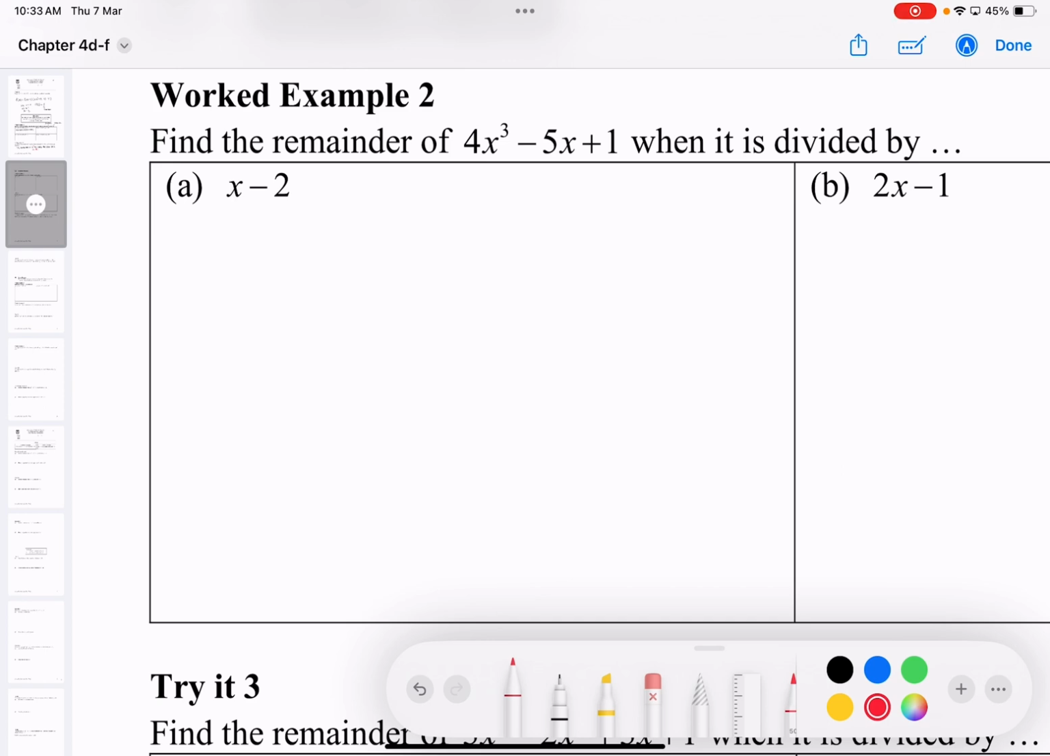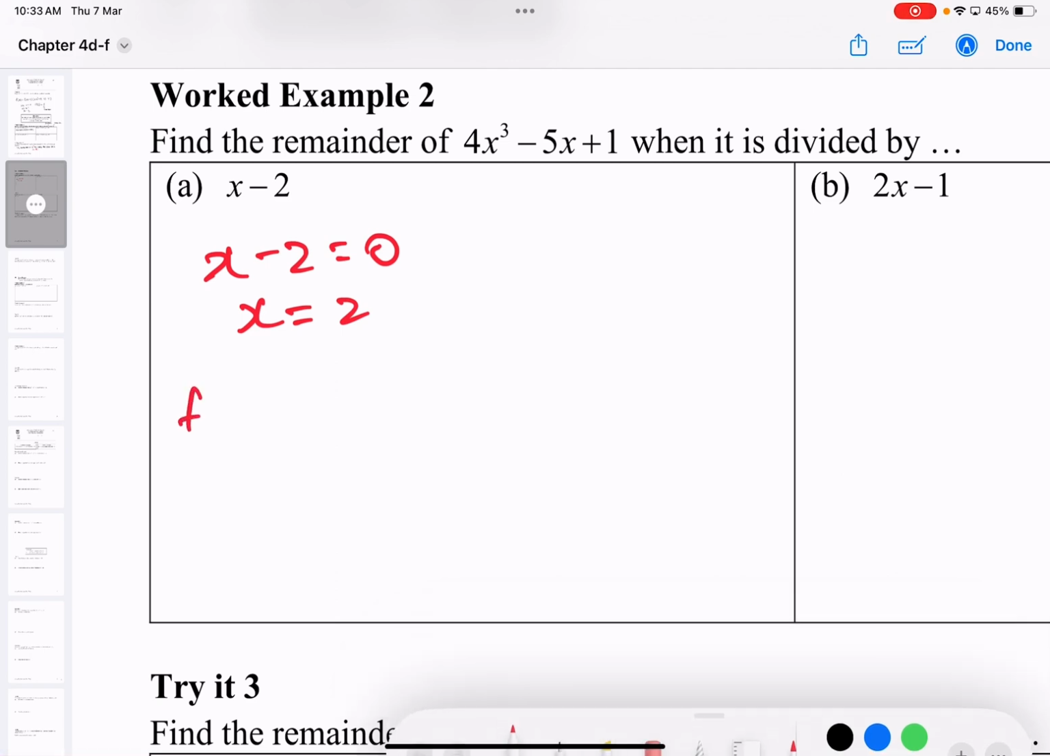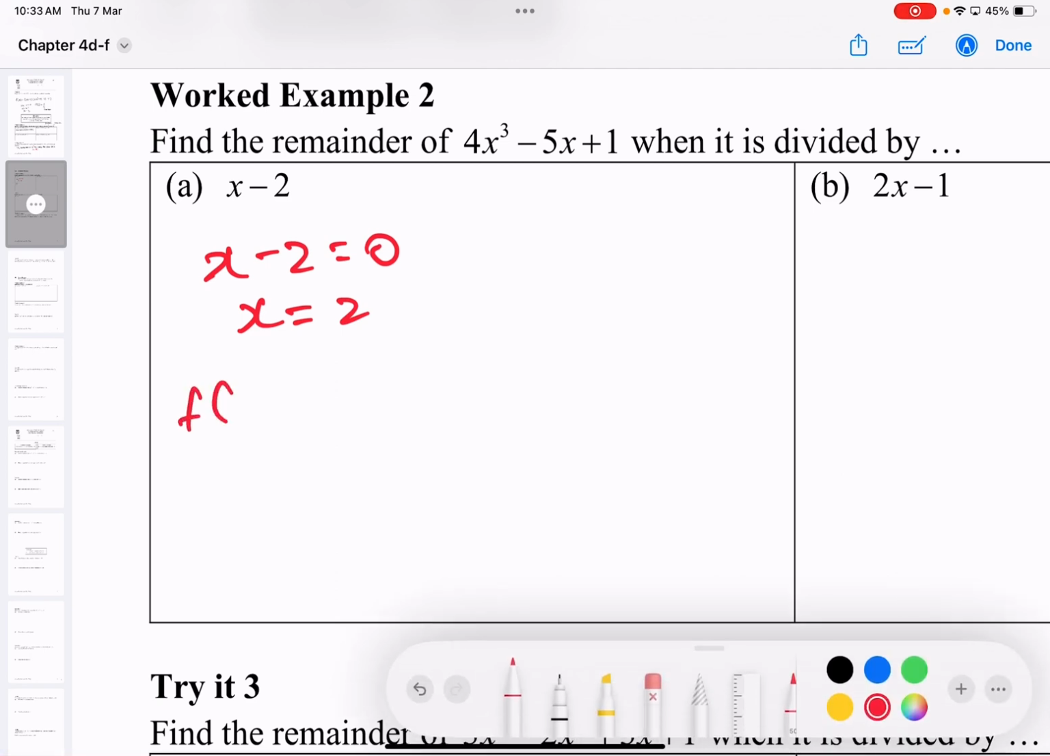Okay, I just need to make this dividend equal to 0. So you want to try to make this dividend equal to 0. You know that x is equal to 2. Substitute this value of x inside the function, and I will get the remainder.